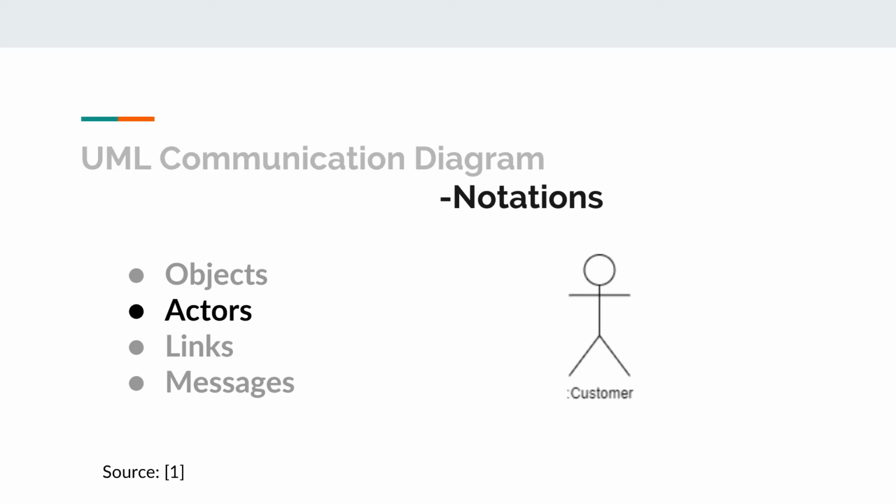Generally, the symbol for an actor is your basic stick figure. However, it could be something else if appropriate. The actor's name is located directly underneath. In this example, the actor's name and role is customer, or an unnamed instance of the class customer.